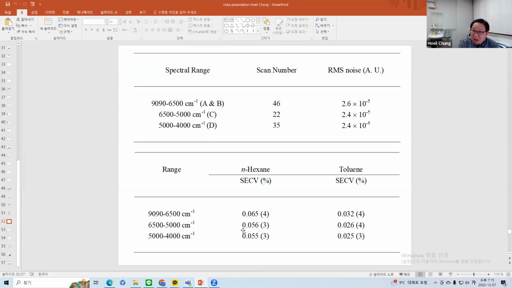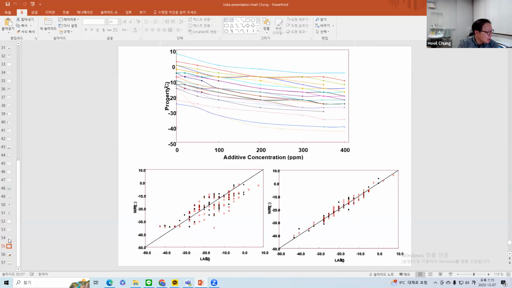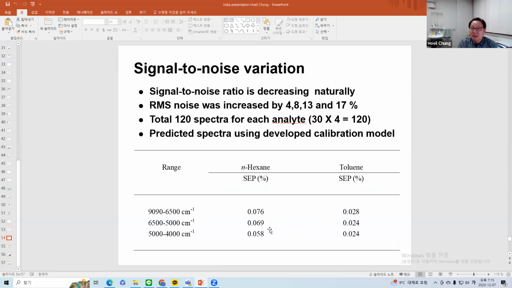The error was 0.056, and now you can see 0.069. That means the error starts to increase. This is reasonable. Also, when we use this range, with a slight increase of noise, you can see the error is worse. So when you differentiate very, very similar components, the influence of noise is more significant. But in the case of toluene, the spectral features are a lot different, so even when the RMS noise is increasing, the accuracy is still not bad.